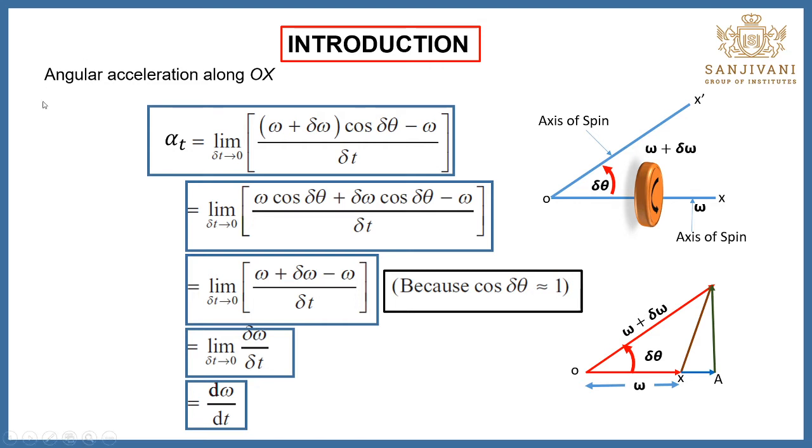Now if we simplify this term, it is omega into cos delta theta plus delta omega into cos delta theta minus omega, upon delta t. As delta theta is very small, cos delta theta is equal to 1, because for very small angles cos of theta is equal to 1. That's why it is omega plus delta omega minus omega upon delta t, and omega gets cancelled. That means alpha t is equal to d omega by dt, which is the tangential acceleration.